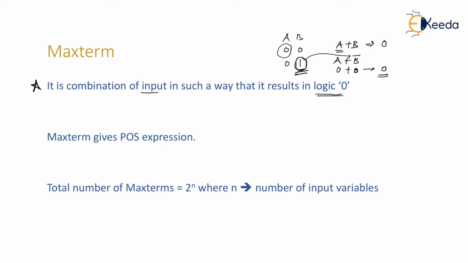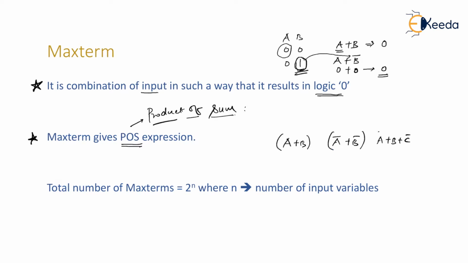So in a way, what maxterm gives you is a POS expression. Now what is meant by a POS expression? POS stands for product of sums. For example, a plus b is a sum. Then a bar plus b bar is also a sum. For example, a plus b plus c bar is also a sum. Now I'm considering those sums and taking the product of them. This type of expression is called product of sums. I hope you understand that.